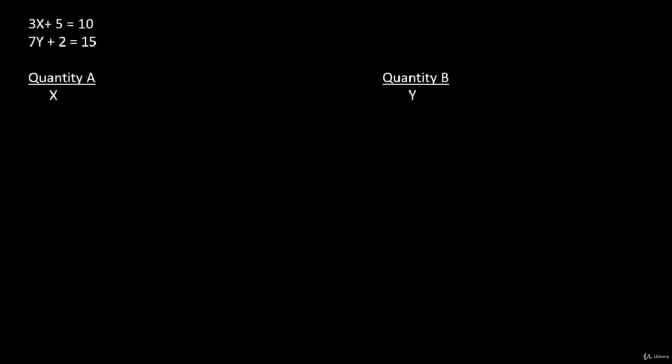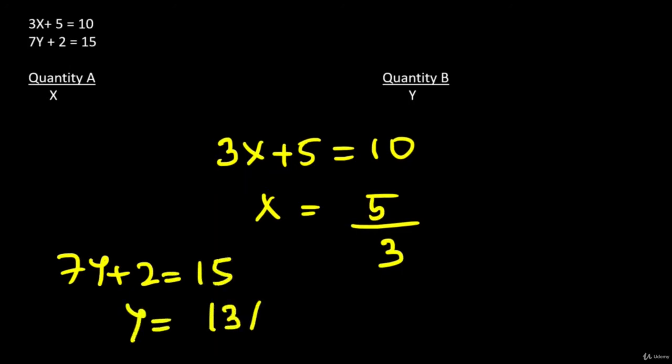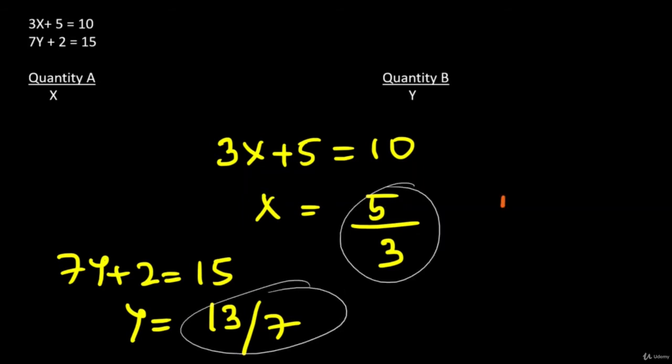Let's do this question. 3x + 5 is equal to 10 and 7y + 2 is equal to 15. Now quantity A is x and quantity B is y. Alright, now pause the video, give it a try, and then let's do it together. Alright, we are back. I hope you have given it a try. Let's do it together. Now it's given that 3x + 5 is equal to 10. Therefore, x will be equal to 5/3, right, on solving. Similarly, 7y + 2 is equal to 15. Therefore, y is equal to 13/7 on solving. Now we have x as 5/3 and y as 13/7. We just need to find which among these two is bigger.